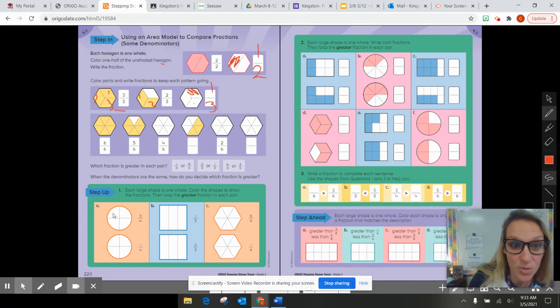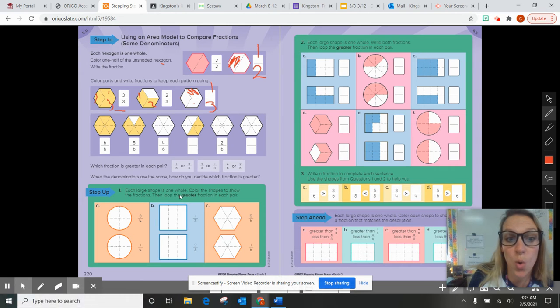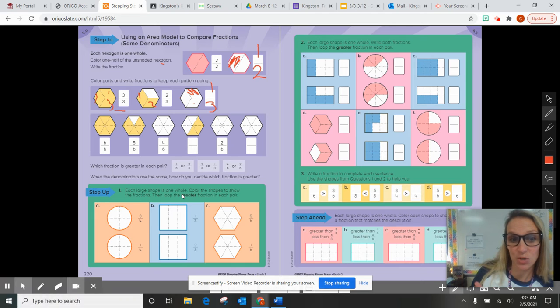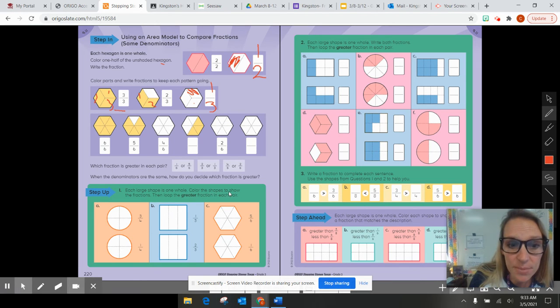I want to drop down to our step up. It says each large shape is one whole. So I know it's one whole, and they broke it into parts. Color the shapes to show the fraction. Then loop the greater fraction in each pair. All right, so let's look at A.